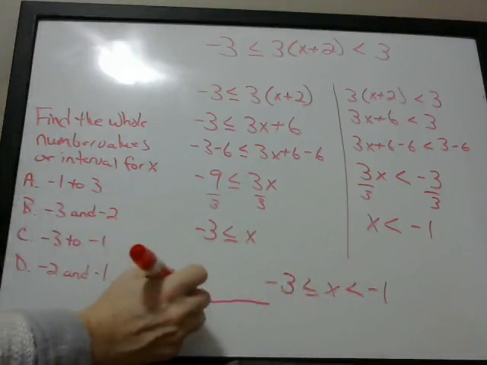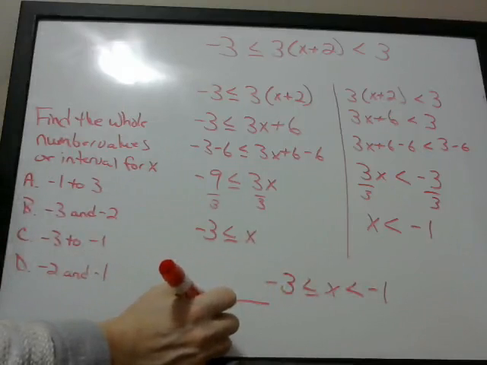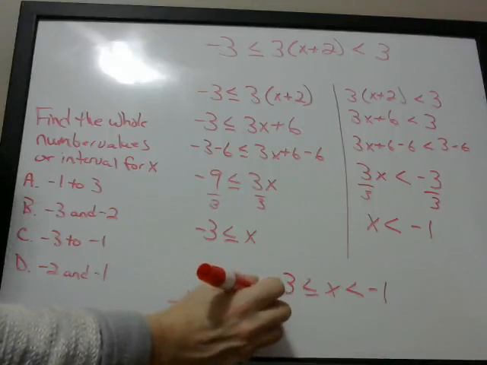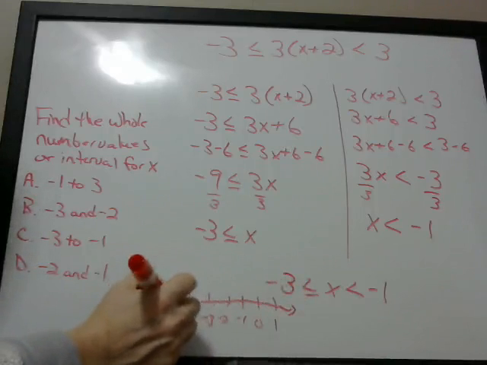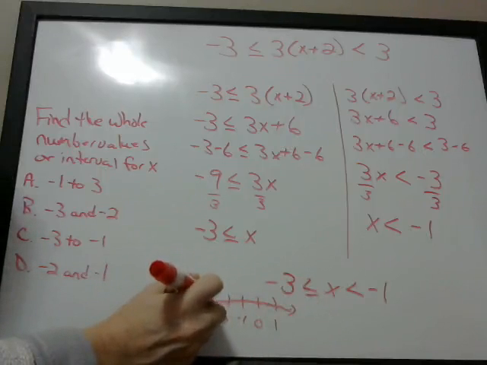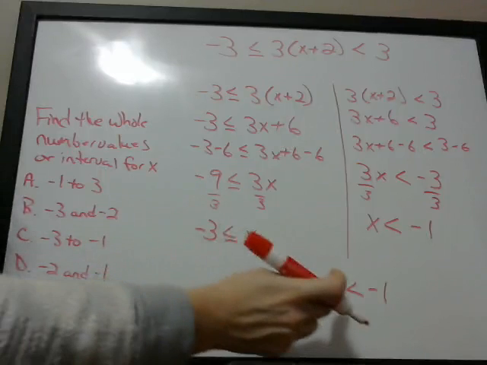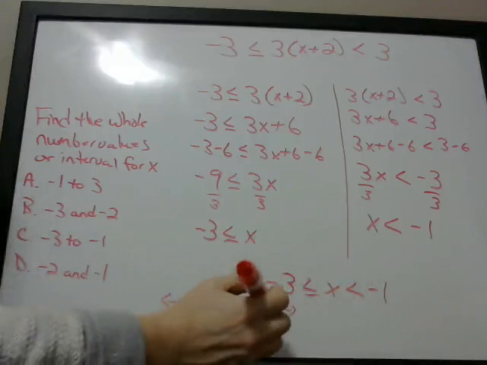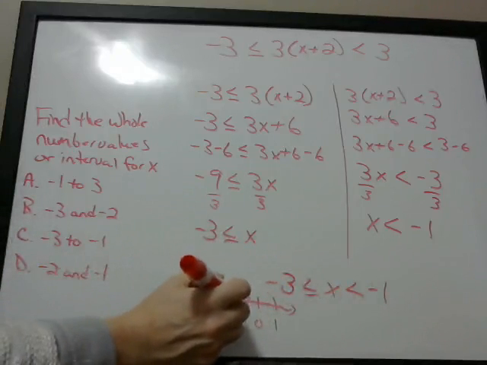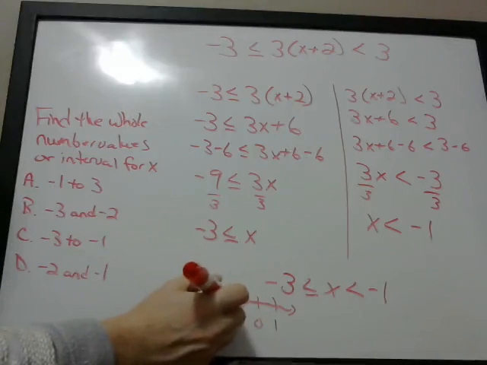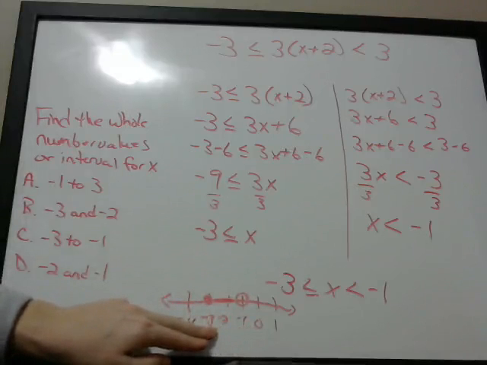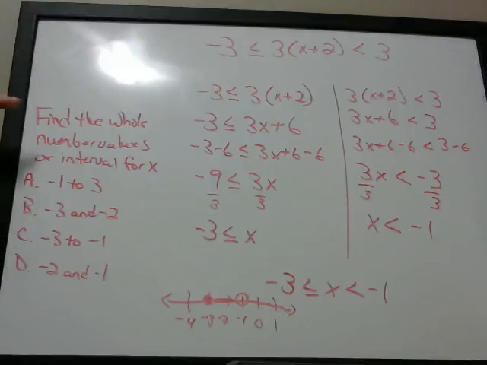If we were looking at a number line, this was negative 4, negative 3, negative 2, negative 1, 0, 1. This is just our normal number line. It says x is greater than or equal to negative 3, so that's a solid dot we're going to put there, and it's less than negative 1. So it's not equal to negative 1, it's less than negative 1. So we're going to put an open circle there. So x can equal any of these numbers less than negative 1, and equal to or greater than negative 3.